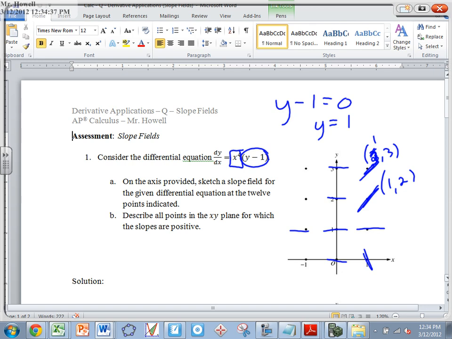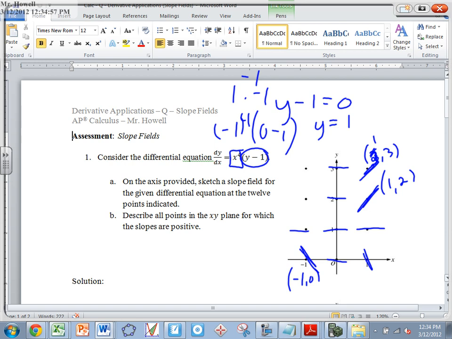So again, the easiest way to do this, if you're ever confused, is just list the points. That's the point there. So plug it in: negative 1 to the 4th times 0 minus 1. Well, this is 1, and 0 minus 1 is negative 1. It's going to be negative 1, so this is going to be negative down here. That's always your last resort if you have to.